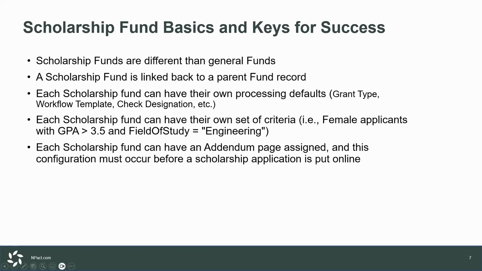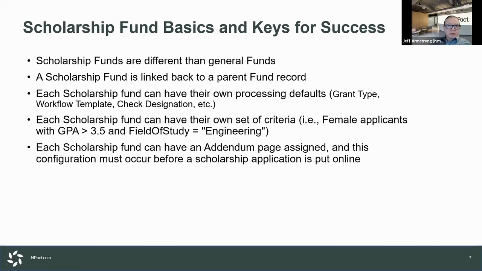Thank you. So let's talk a bit more about scholarship funds. Talked a little bit about this already, but a scholarship fund is different than a regular fund, a general fund record. Every scholarship fund record is linked back to a parent fund. But I could have a fund, I could have the Jeff Armstrong Fund, and from that I could create 3 separate scholarship funds, one for an academic, one for an athletic scholarship, one for merit scholars, whatever. But a scholarship fund is not the same thing as a general fund.